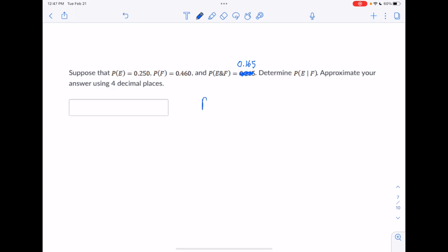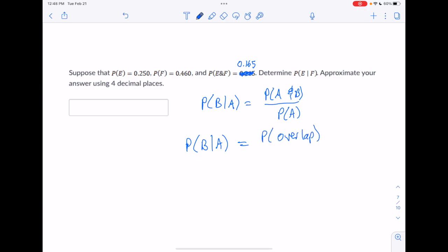We have the probability of B given A is equal to the probability of A and B divided by the probability of A. If we want to make this generic, because we don't have the same letters, you could say that the probability of B given A is the probability of the overlap divided by the probability of the given.